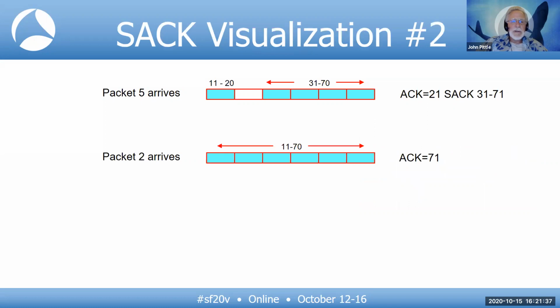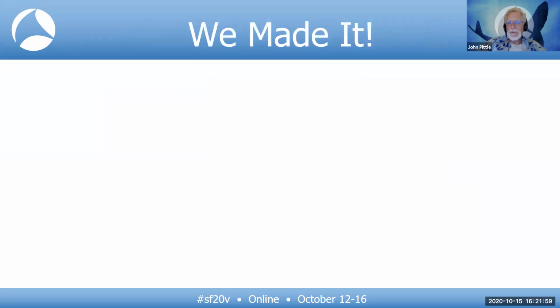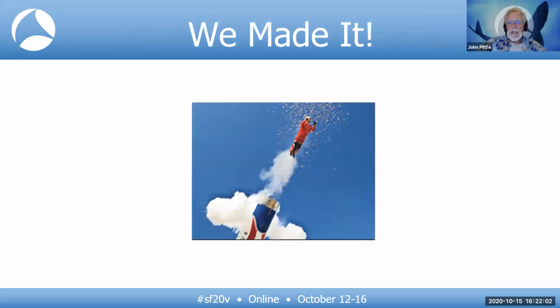And here comes the missing piece of the puzzle. Packet 2 finally arrives. And now we don't have to use SACK anymore because everything's in order. And we're now signaling back to the sender, I'm ready for sequence starting at byte 71. So everything is back in order now. We've explored having 2 SACK blocks and what that looks like. And yay, we made it. We can now get shot out of the cannon. We came through the other side.